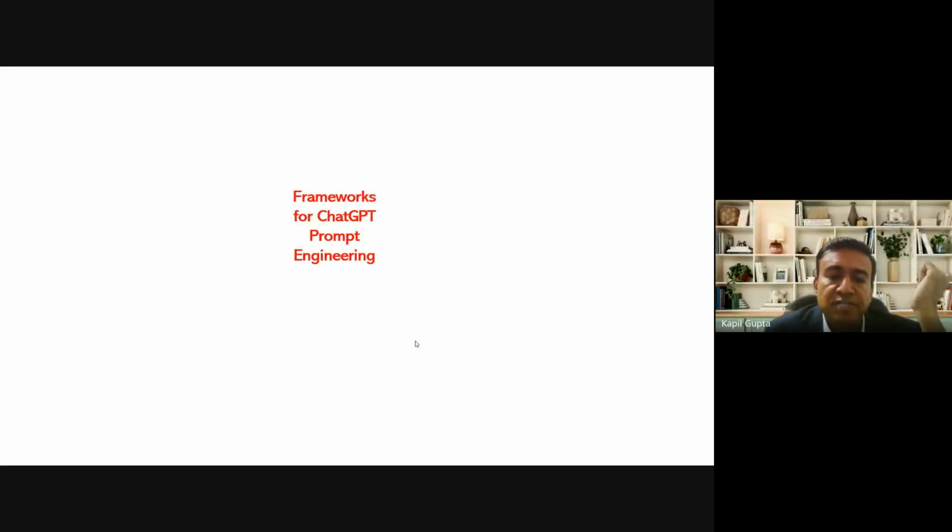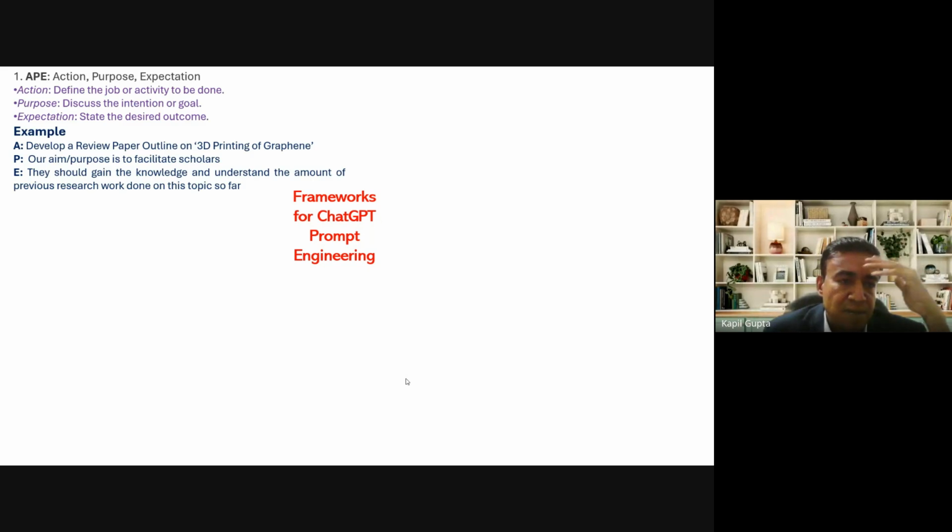Now, frameworks for ChatGPT prompt engineering. This I developed for ChatGPT, but we'll try to use some of them maybe for 2.5 Max. There are many frameworks, but I could identify 5. Number 1 is APE: Action, Purpose, Expectation. Action defines the job or activity to be done. Purpose discusses the intention or goal. Expectation states the desired outcome.